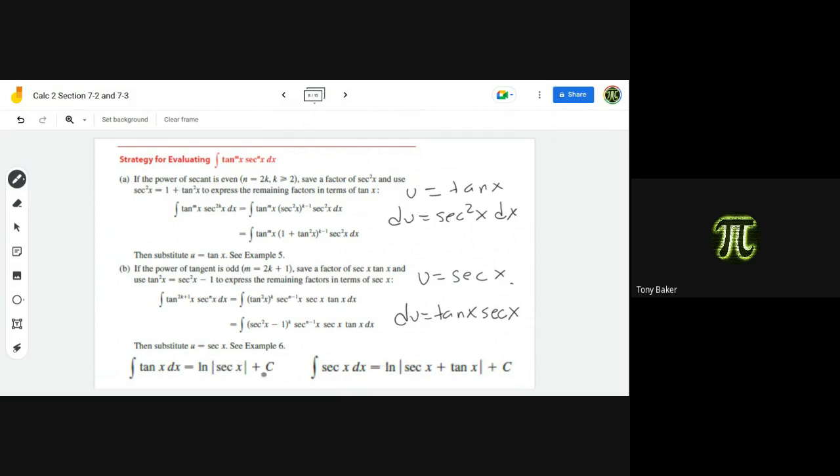There's also these two other rules right here. These two integrals are just ones that you're going to have to memorize or write down. They come up quite often. The integral of tangent of x is ln secant of x. And the integral of secant of x is ln secant of x plus tangent of x.